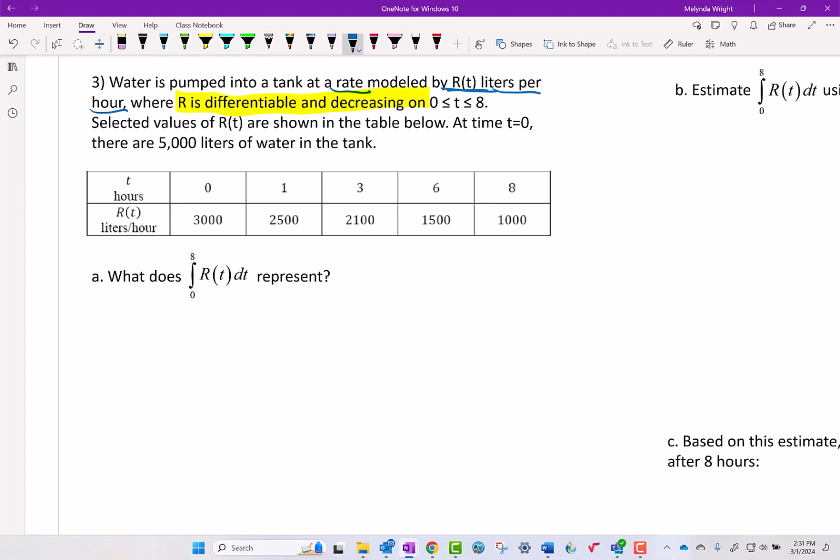And they're giving us an initial condition. We have to pay attention to this. At time t equals 0, there are 5,000 liters of water in the tank. So that's important to know. All right, so that's our scenario.